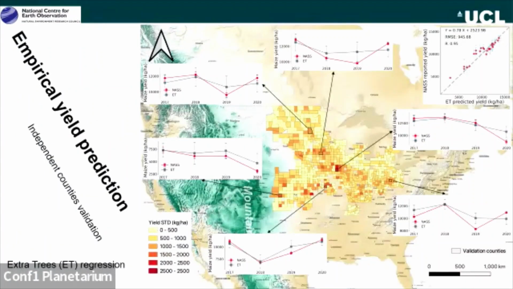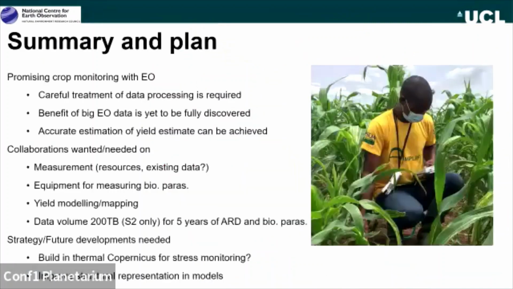And then finally, we left out some counties from the training and validation, just to check the interannual variability of the yield. For those six counties, in most of the cases the empirical yield model can capture the interannual variability of the yield pretty well.